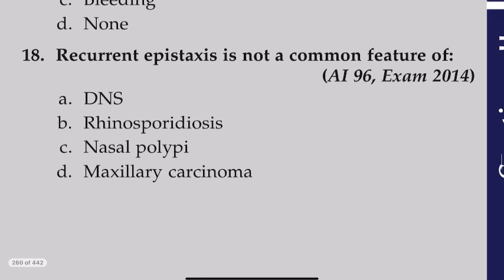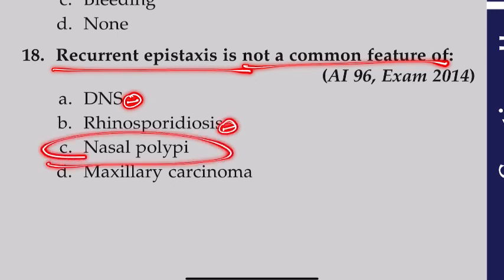Recurrent epistaxis is not a common feature of which one? It is a common feature of DNS. Rhinosporidiosis? Yes, it is. Nasal polyp? Here there is no recurrent epistaxis, right? Nasal polyps have very poor blood supply, so epistaxis does not occur in nasal polyposis.